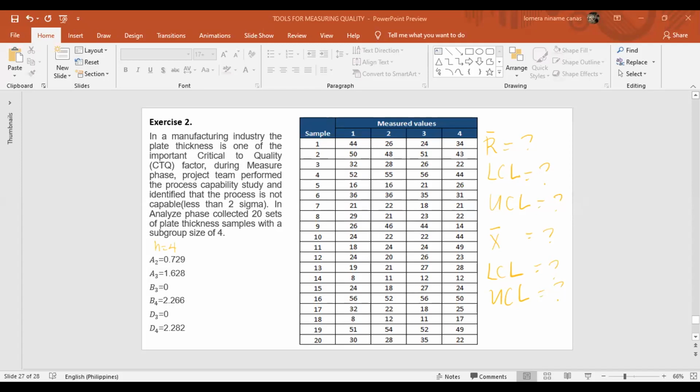Hello, can we now have the values for our R bar and lower control limits and upper control limits of the R chart, and also the value of the X bar and its lower and upper control limits using the range. If you are done, you may type in your answer in the chat box.